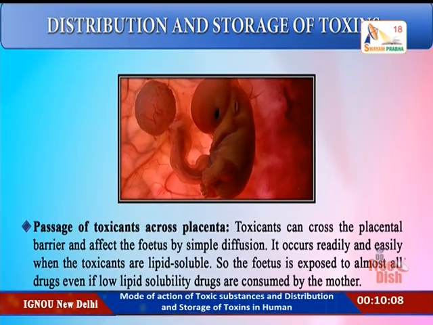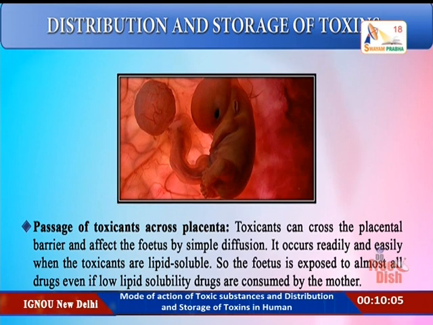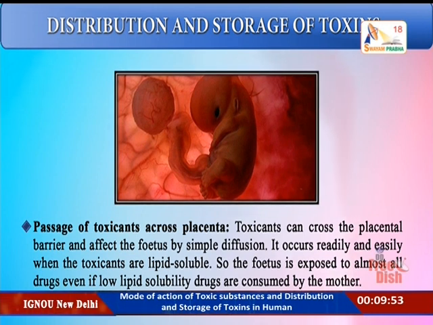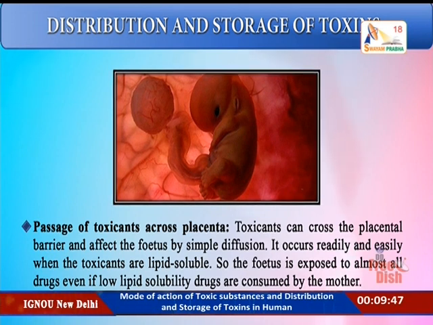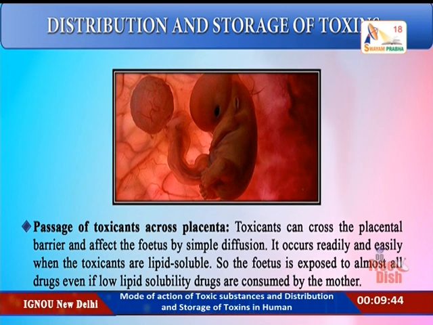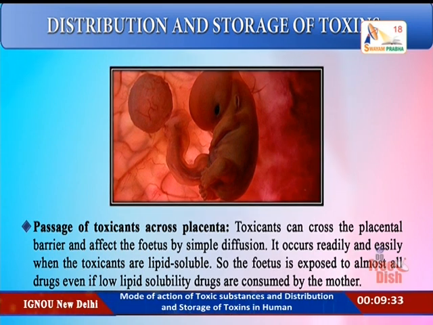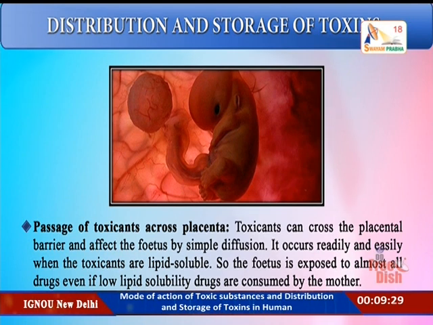Passage of toxicants across the placenta. So here in this figure you can see an unborn baby, or that is a fetus. It is still yet to come into the final forms of the development. At this point of time, if the mother consumes anything which can be toxic to her, it can easily cross the placental barrier through simple diffusion. Even some pesticides are reported to enter, and there are several other toxins and toxicants which can just enter and affect the fetus by simple diffusion mechanisms.